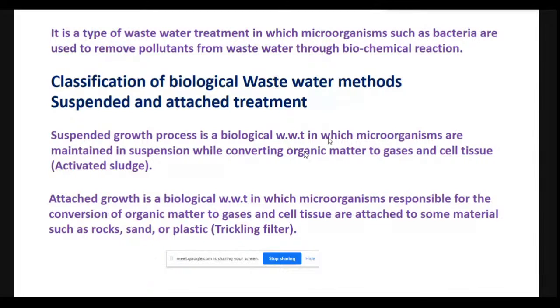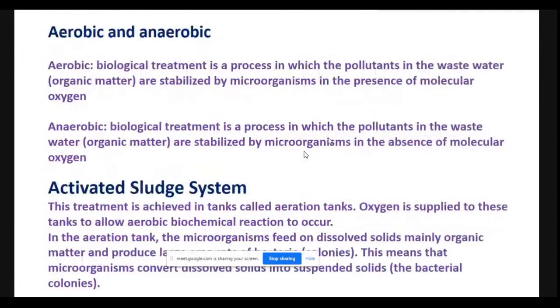treatment. In the attached growth, as I said, we need to provide a media or an inert material onto which the microorganisms will get attached, grow, multiply, and then treat the solids. So aerobic and anaerobic systems, which I've already said to you. If you look at anaerobic biological treatment, the pollutants in the wastewater, that's the organic matter, are stabilized by microorganisms in the absence of molecular oxygen. And the other one is in the presence of molecular oxygen. So in the activated sludge process, you could see that the oxygen is supplied, and then it helps the microorganisms to grow in the treatment tank.